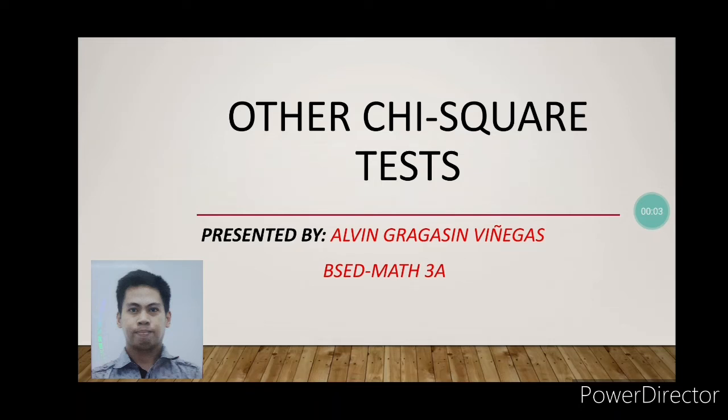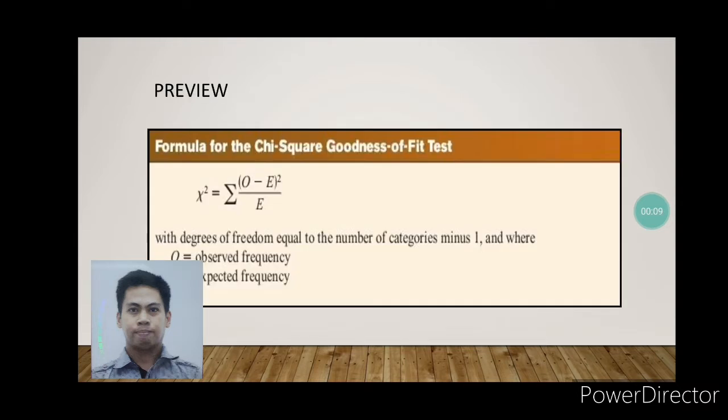I am Alvin G. Benegas and today's video is all about other chi-squared tests. In the previous discussion, we have learned that the formula for the chi-squared goodness of fit test is chi-squared is equal to the summation of (O minus E) squared over E, wherein O is the observed frequency and E is the expected frequency.